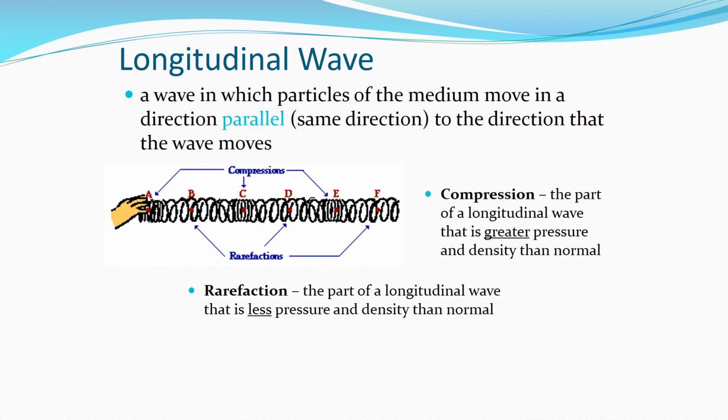So some other words that we need to know about longitudinal waves is compressions. That's where the longitudinal wave has a greater density of particles or greater pressure if we're talking about air. So there's more pressure, there's more density in a compressed area. And then rarefactions are where the longitudinal wave is more spread out. So the slinky gets expanded. There's less slinky loops in that area than normal.